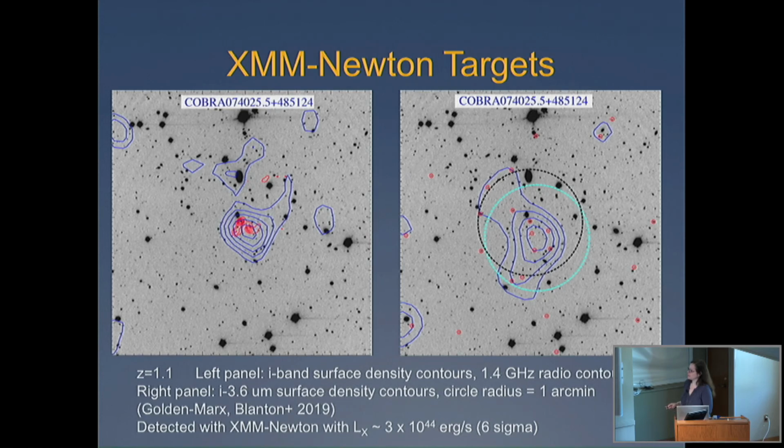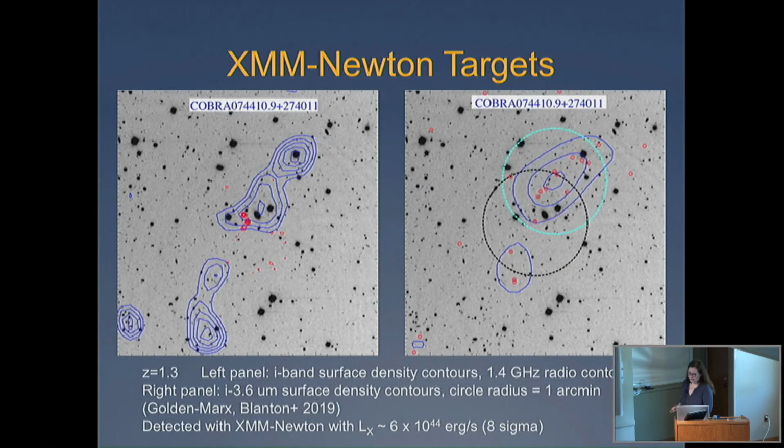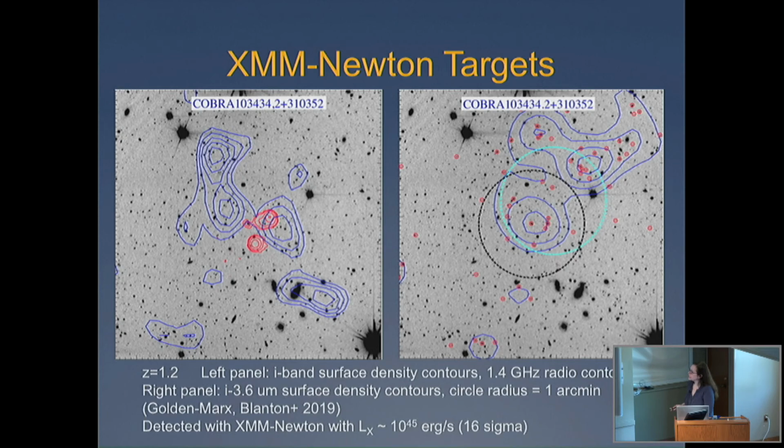This is detected with XMM-Newton, 6 sigma, about 3 times 10 to the 44 ergs per second. So same situation here. You can see the radio source here. It's kind of offset from the peak of the distribution. And then this is even a stronger detection, 8 sigma with XMM-Newton, about 6 times 10 to the 44. And all of these were only about 20 kilosecond observations with XMM. And then this one, it's maybe about 10 to the 45 ergs per second, 16 sigma. So that was really strongly detected, about 750 counts in something like 20 kiloseconds. And this is a redshift 1.2. So those are all similar redshifts.